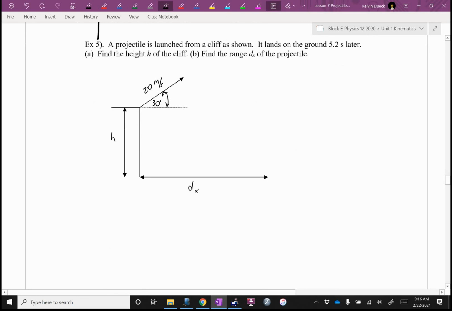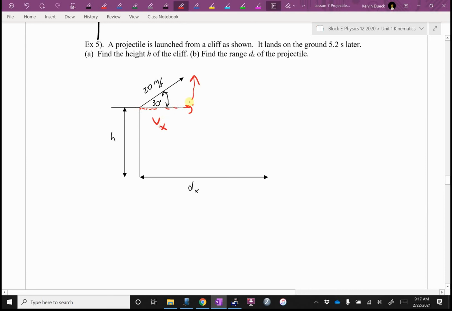Example 5. Projectile is launched from a cliff as shown. It lands on the ground 5.2 seconds later. Find the height of the cliff. Find the range dx of the projectile. Do you know why I know this question is going to fall apart? They gave me the time. Usually I spend most of my time finding time. Here, I'm still going to do a t-table. Is there an angle in this question? Components. Okay, so I'll do all my usual dance, but then I think it's going to be much easier.